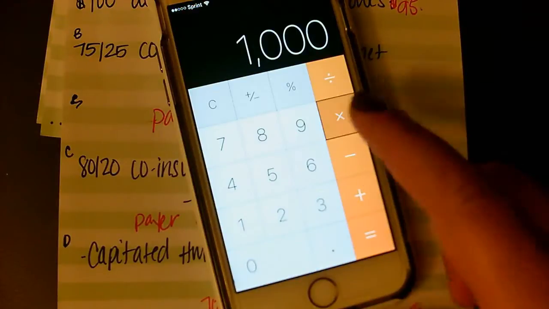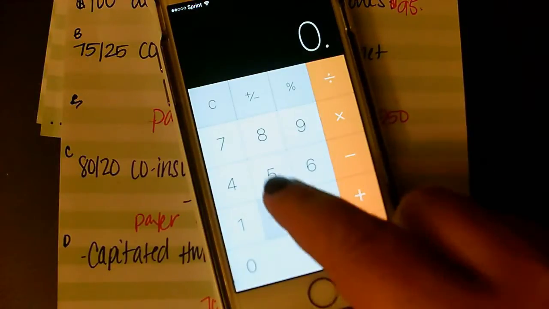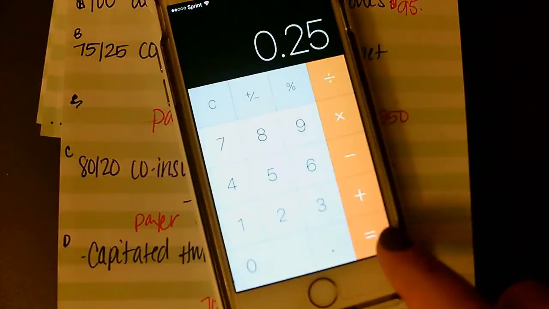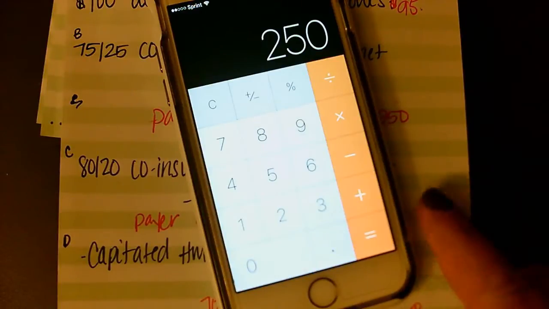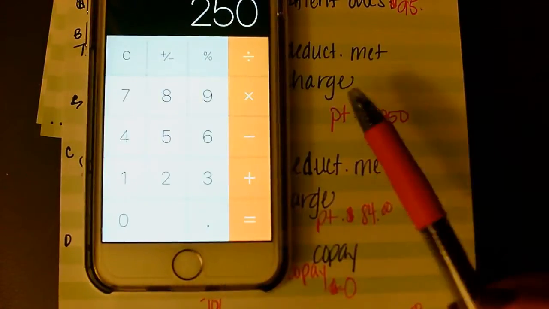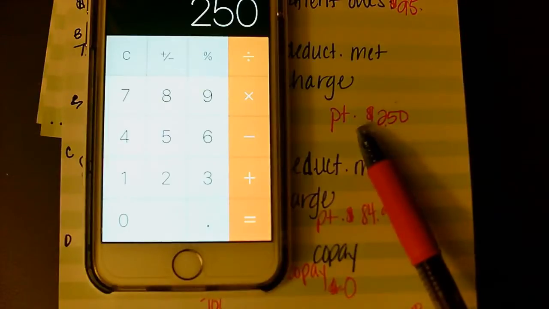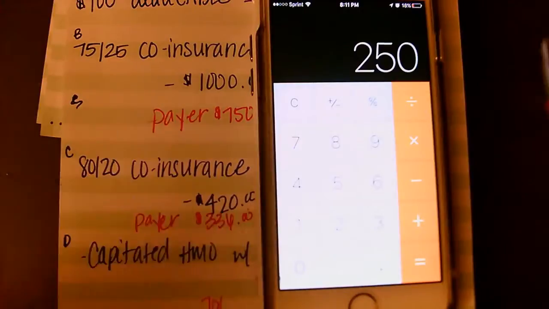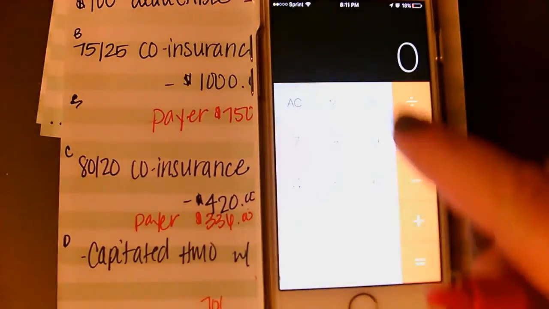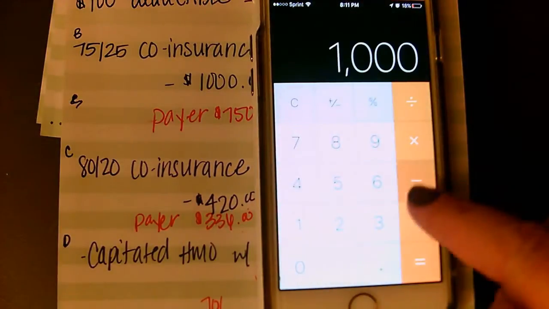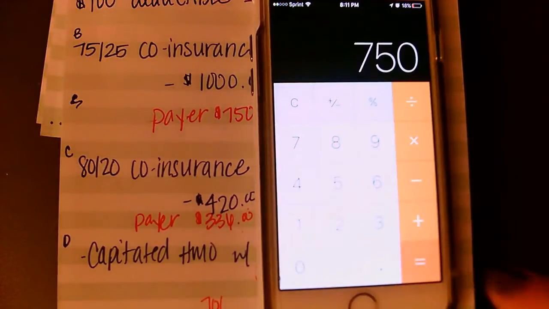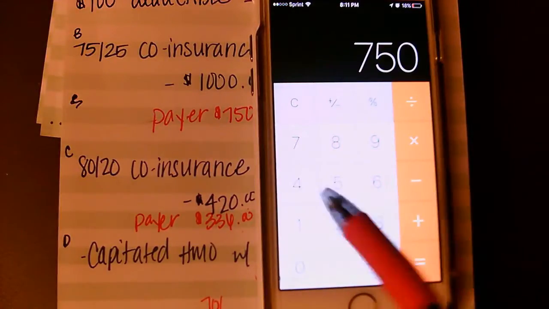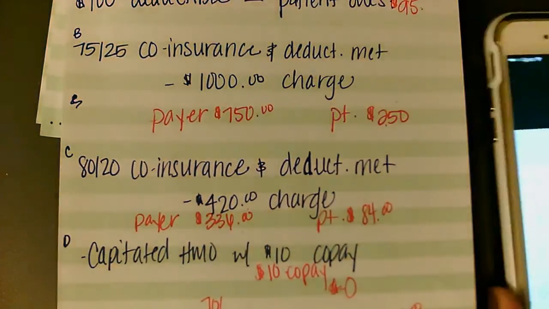We take that times 0.25, which is the 25% that the patient is responsible for, and that's going to make the patient responsible for $250. In order to figure out where the $750 comes from, that the insurance is going to be billed, we take 1,000 minus the $250 that's the patient's responsibility, and that gives us $750 that we're going to bill the insurance for this patient.